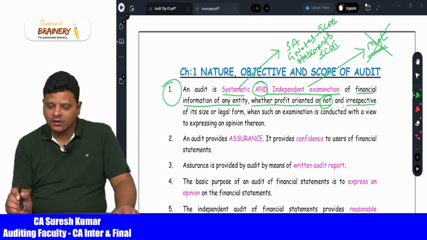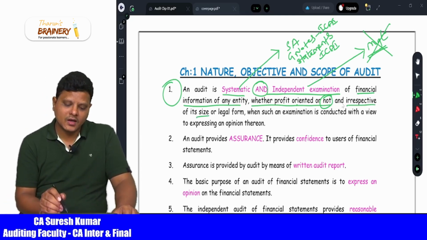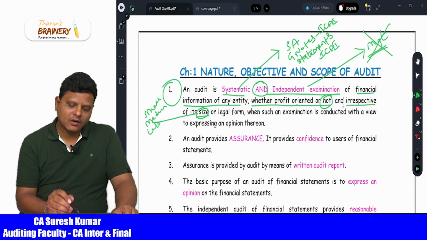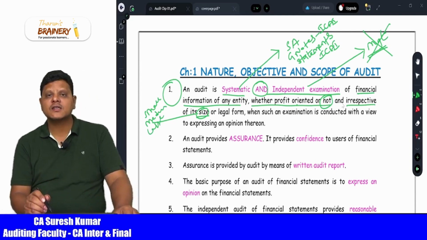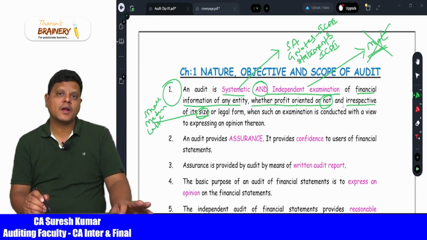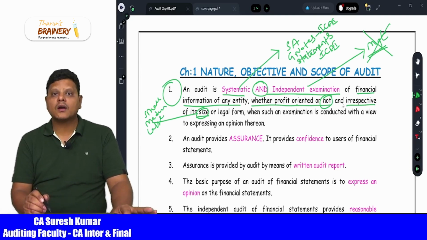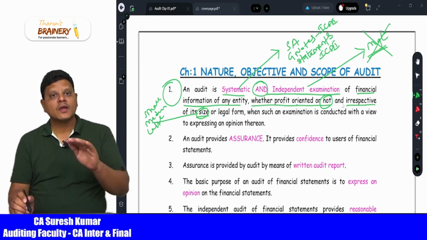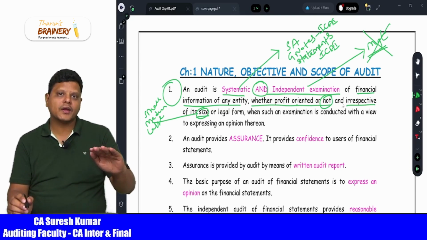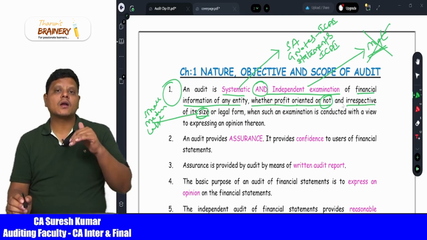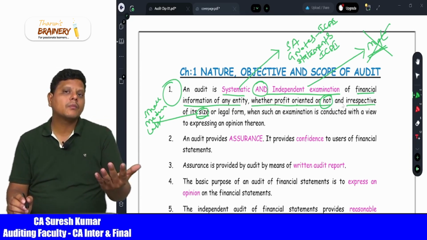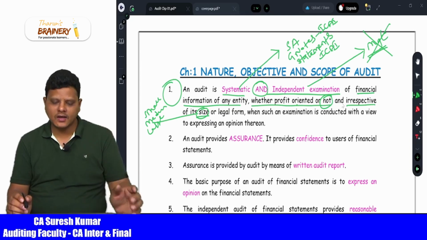Now, irrespective of the size. What is the meaning of size? It may be a small company, a medium-sized company, or a large company. Irrespective of that, the auditor has to apply the standards on auditing and do the audit systematically. The auditor also has to apply the independence concept, so you should not show any bias or partiality here.